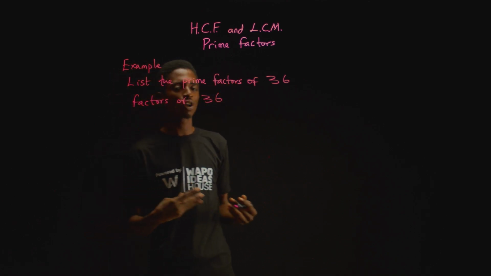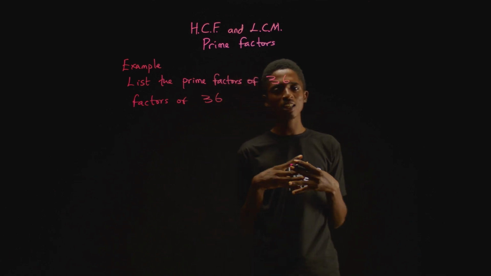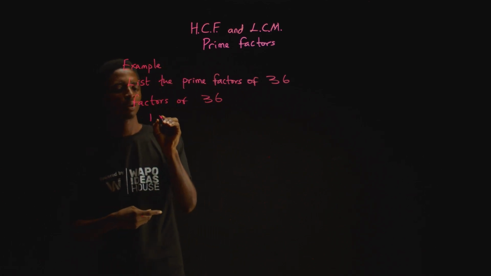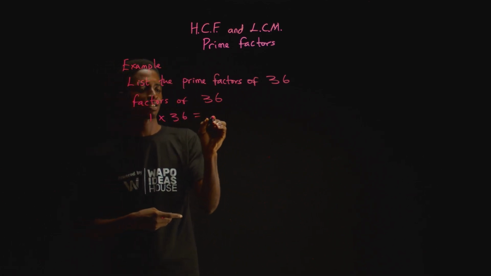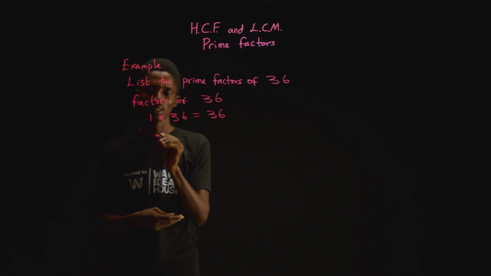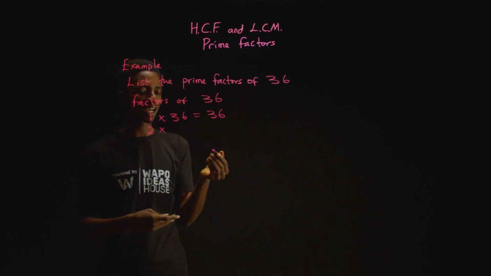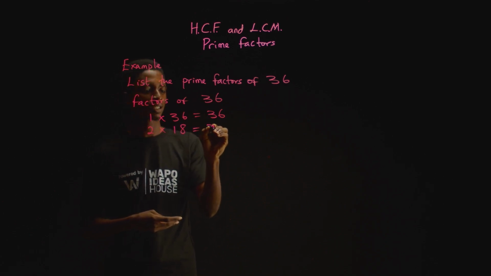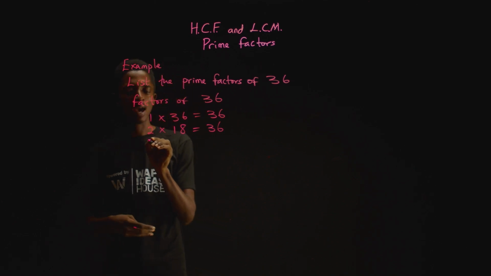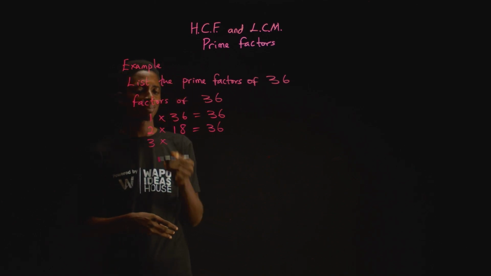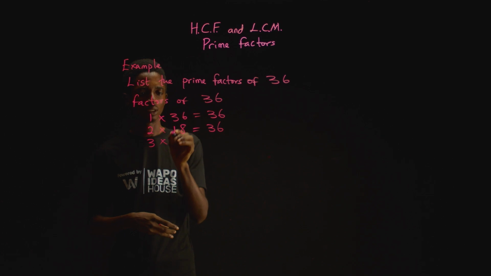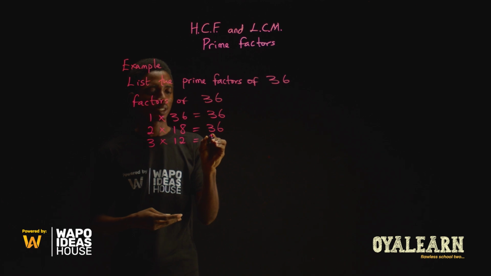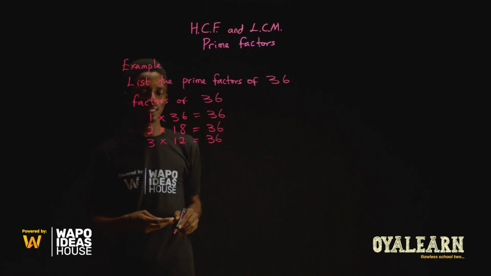So these can be gotten by finding numbers that multiply into each other to give you 36. So we have 1 multiplied by 36 to give us 36. We have 2 multiplied by 18 to give us 36. We have 3 multiplied by 12 will give us 36.